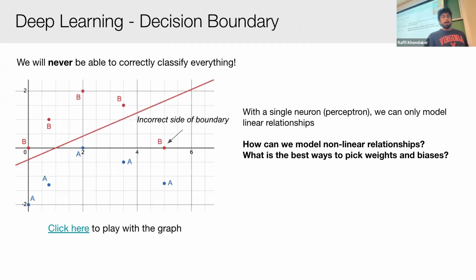Okay. So this is kind of the example, right? With this quadratic data, all we can do is fit a line to it. And so we ended last lecture with how can we model nonlinear relationships and, right, how do we actually pick these weights and biases, right?